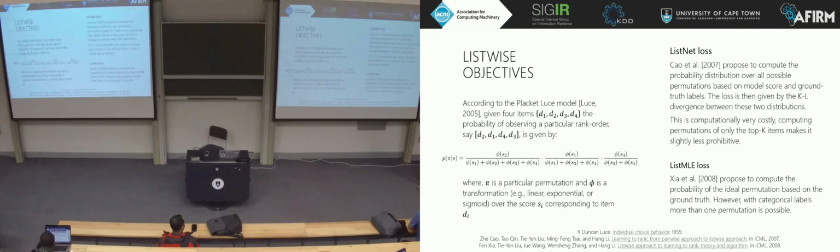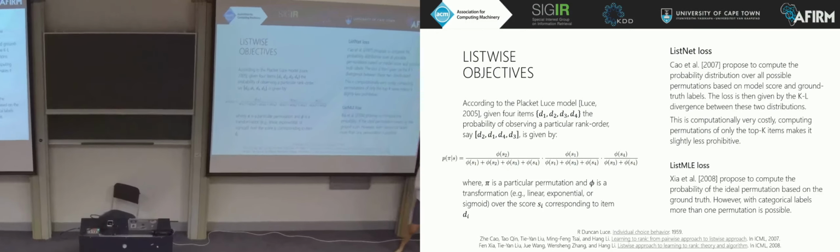Actually, one challenge in these approaches is obviously you have to generate all possible permutations of the ranking of all of these items. You have to compute the distribution over all possible ways these items can be ranked. So they are not very efficient.